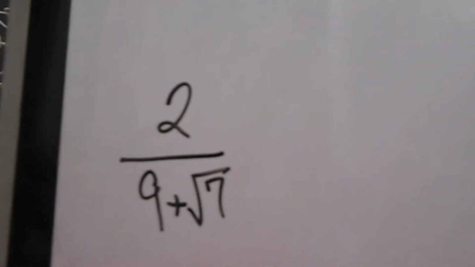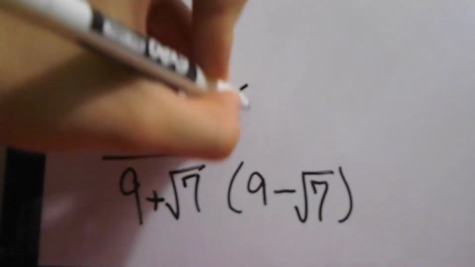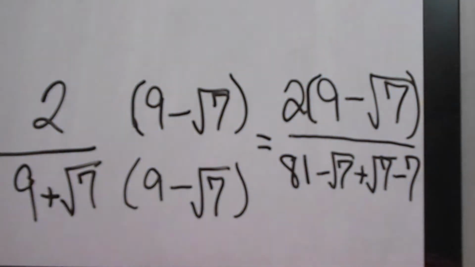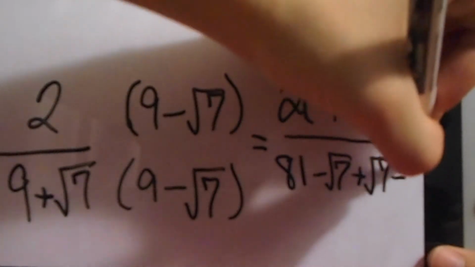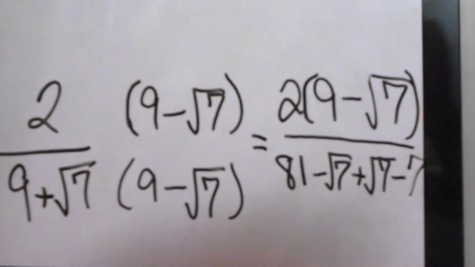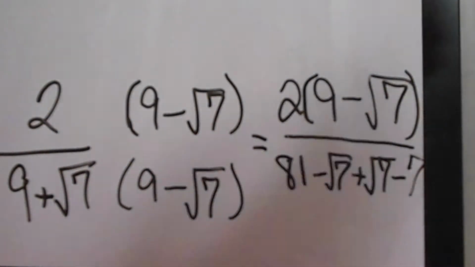In the second problem, we have 2 divided by 9 plus the square root of 7. First, we rationalize the denominator with the conjugate, 9 minus the square root of 7. We then get 2 times (9 minus radical 7) over 81 minus radical 7 plus radical 7 minus 7. Good grief, that's a lot of 7s. From there, we can try to find our final answer.